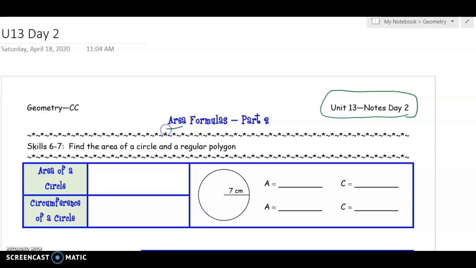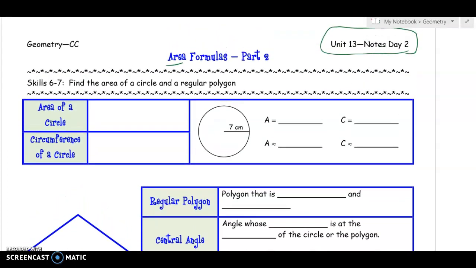We're continuing talking about area. One of the shapes we didn't cover yesterday was circles. So the area of a circle is going to be radius squared times pi. All right, and the circumference of a circle is going to be diameter times pi. The other option is 2 times radius times pi.